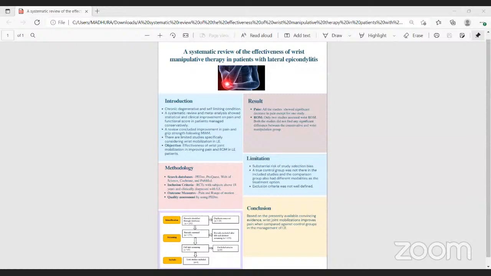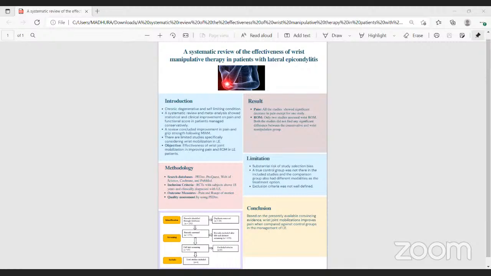There are a few limitations of this review. In this review, we have included an article with a PEDro score of 4, which gives a low to moderate quality of evidence. Thus, it has substantial risk of study selection bias. In addition, there was not a true control group in the included studies, and the comparison groups also had different modalities as the treatment option along with wrist mobilization. Another limitation is that the exclusion criteria were not well defined to rule out other causes of lateral elbow pain.